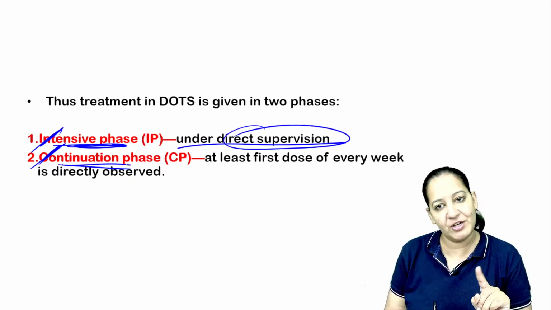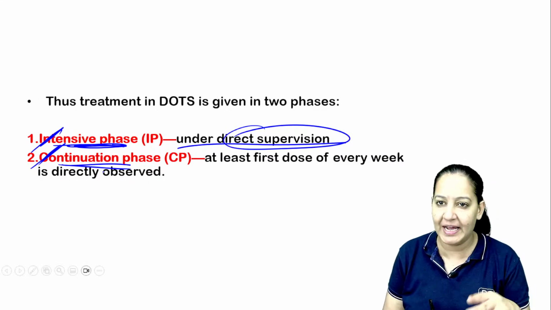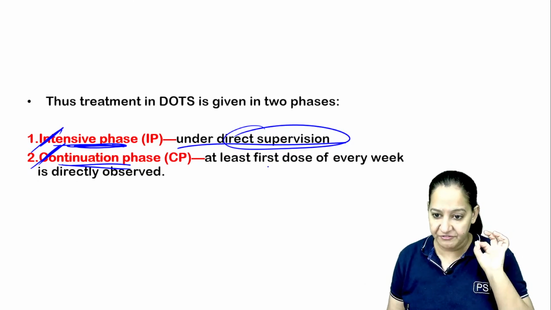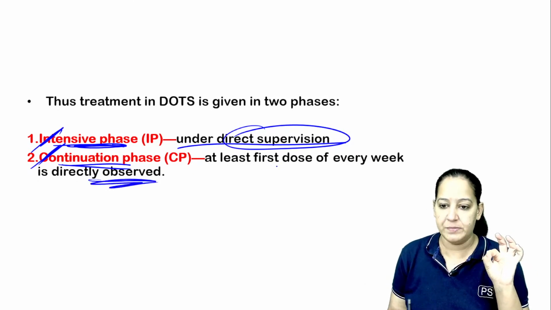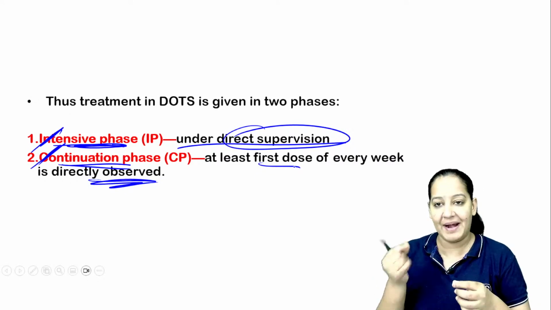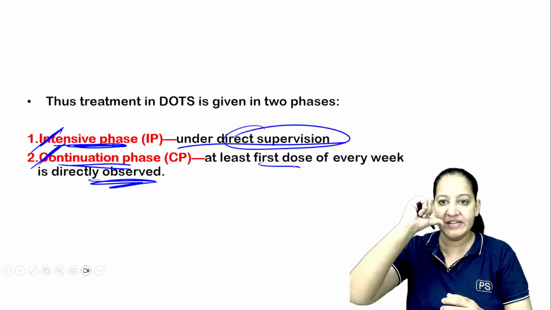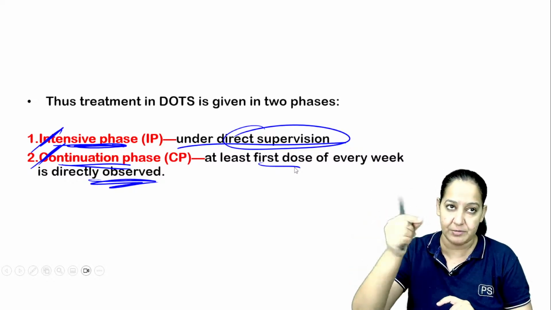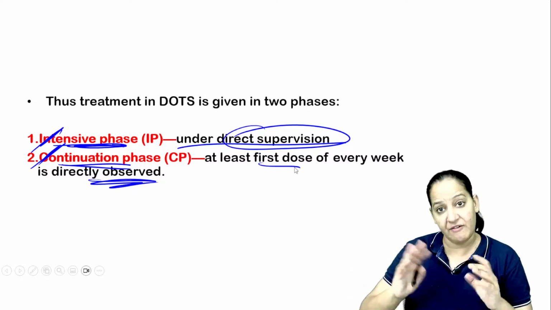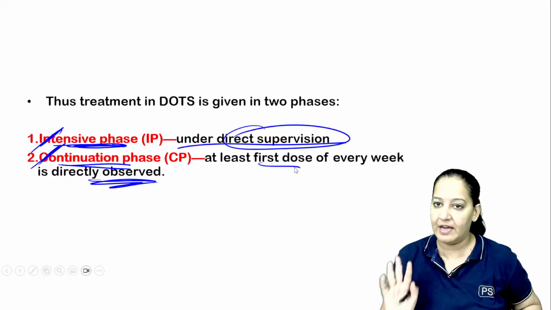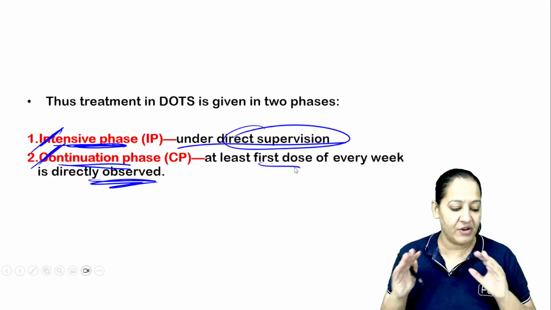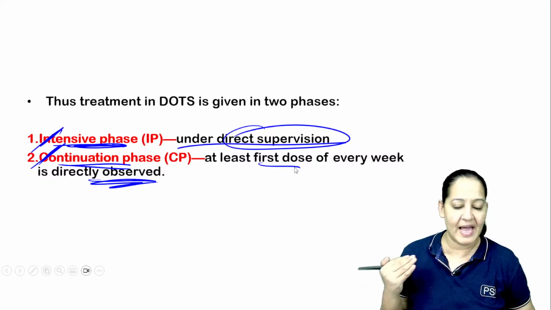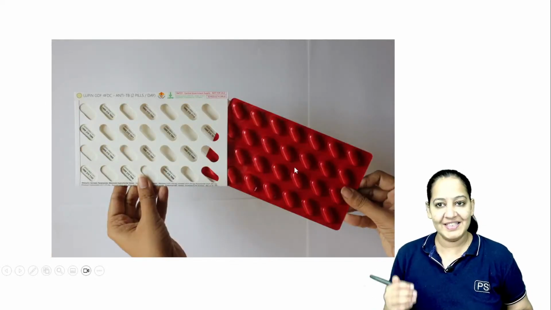But in the continuation phase, the patient has to come once a week, every Monday, every Tuesday. We will fix one day. So every Monday, just suppose the patient is coming, the first dose is directly observed. I will take the medicine blister and give the first dose, and the patient will take it in front of me. The remaining blister I will give for home for 1 week. I will ask the patient to empty the blister and come back the next week, and I will refill the new blister. First dose you have to take in front of me. That is the meaning of the continuation phase. So first understand the two phases, intensive phase and continuation phase. You can see the blister is like that.